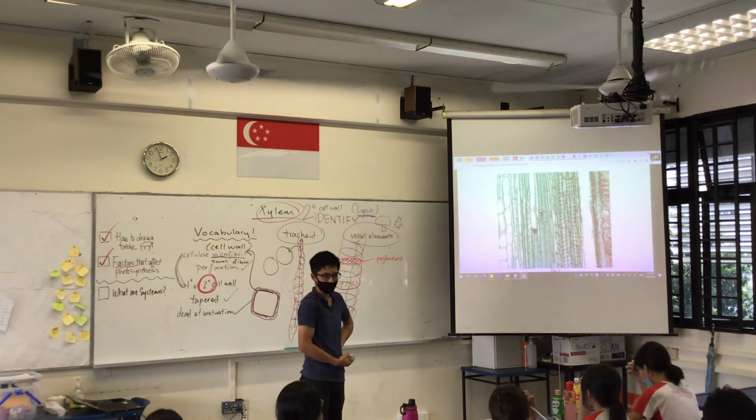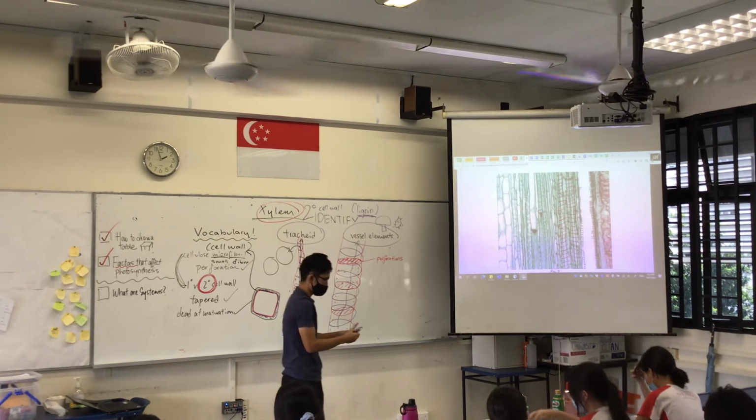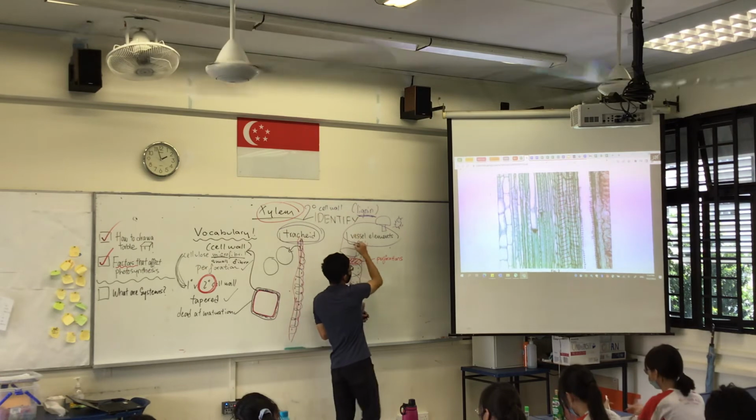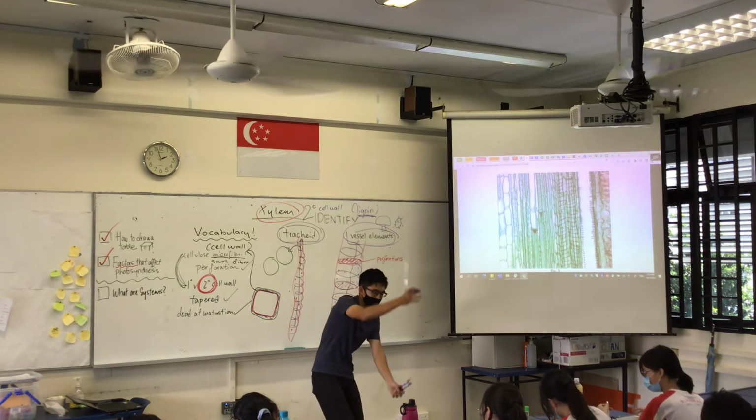Before we go today, I'll just get you to identify these two things. Could you label what you think is a tracheid? Label what you think are many vessel elements stacked upon each other.